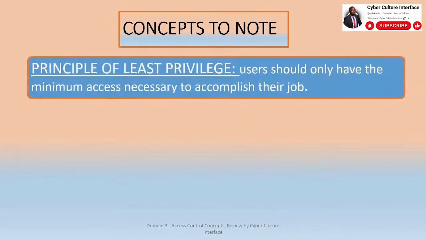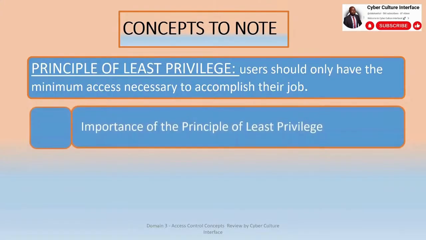In domain 3, users should only have the minimum access necessary to accomplish their job. This is what the principle of least privilege is talking about. If you're a front desk officer, you don't need the right to access the financial database of the organization. You need only the privilege to do the things that are specific to your role. The importance of this principle should be understood as part of domain 3. So if you are studying for your exam, you need to understand the importance of the principle of least privilege.